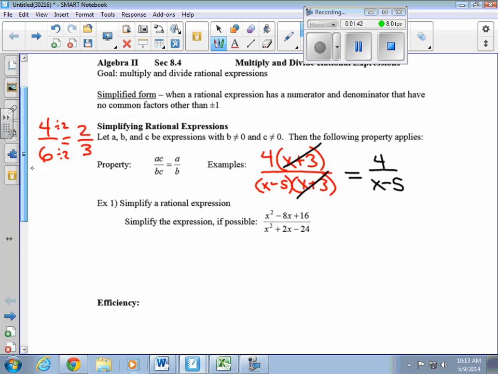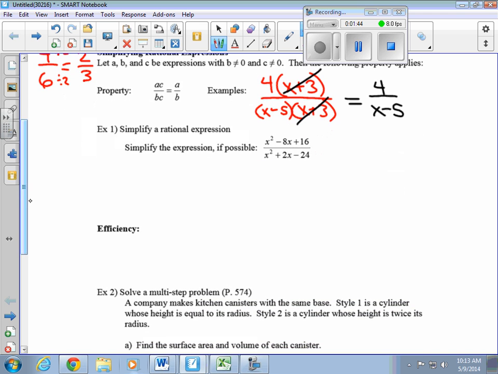So let's look at example 1. It says simplify a rational expression. So simplify the expression if possible. If we take this rational expression, we have x squared minus 8x plus 16 over x squared plus 2x minus 24. So the first thing we're going to need to do is write these as factors. So you have to factor them first.